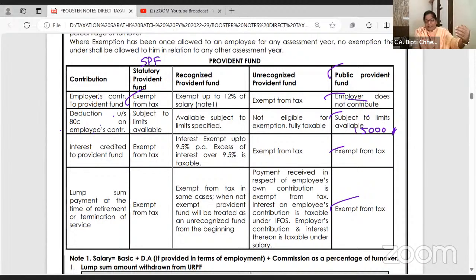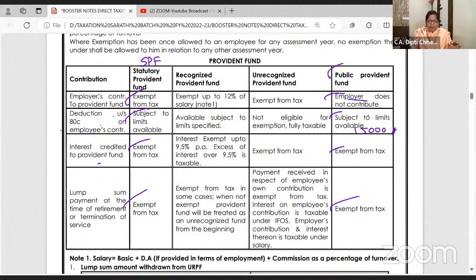The employer is putting the money, but the employee is also putting the money. So can he claim the deduction under 80C? Who? The employee, for whatever money he has put in SPF? Yes. Interest on SPF is exempt and the lump sum is also exempt.